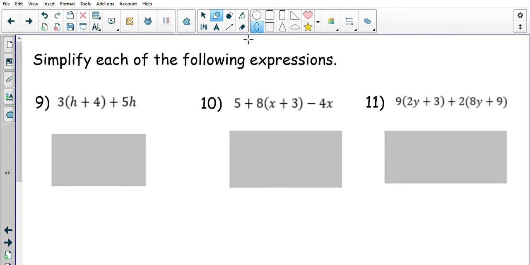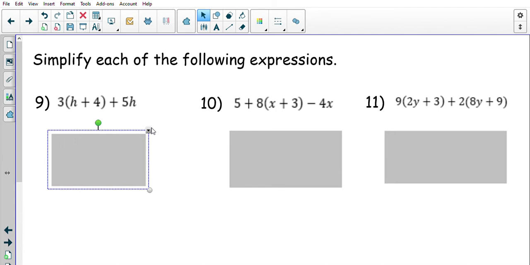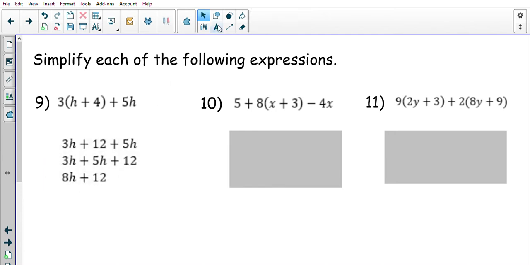So number 9, we have 3 and then in parentheses h plus 4, plus 5h. Step 1, make sure you distribute the 3 into the parentheses. So you've got 3 times h, which gets us 3h, 3 times 4, which is going to get us 12. So I have 3h plus 12 plus 5h.